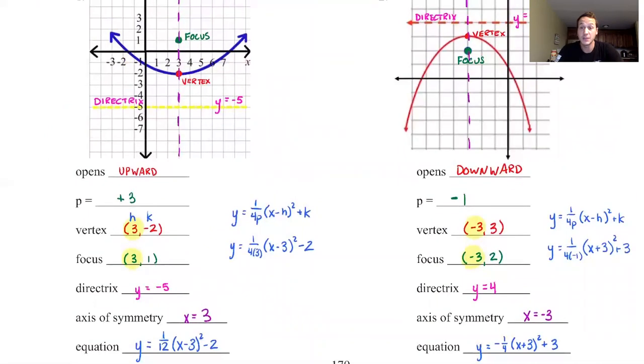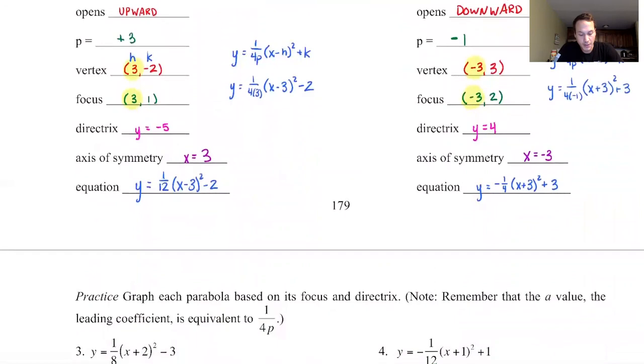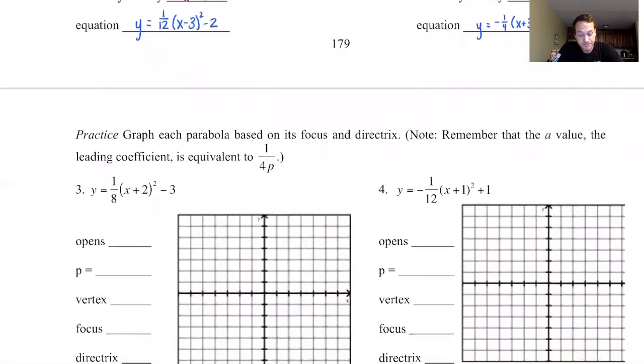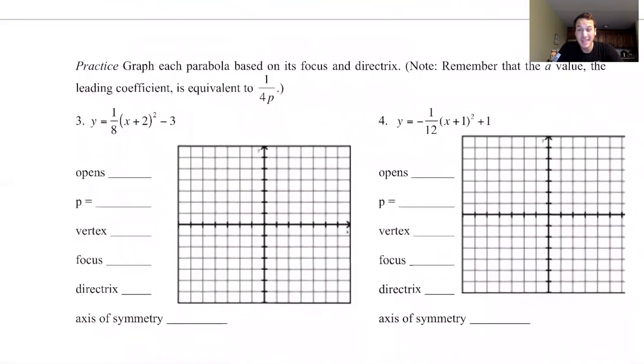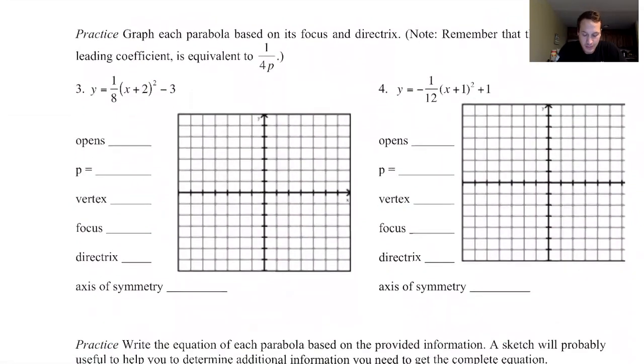Okay, so there's our first stuff with some focus and directrix. These questions, like I said, they do come up fairly often now on the Regents. Another thing I just want to point out is it is possible to have a sideways parabola. You'll actually see those more next year. They're still called parabolas, but it's not something that we have to touch upon right now. But this time, let's graph them.